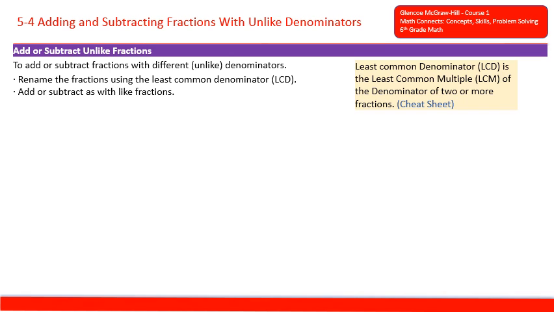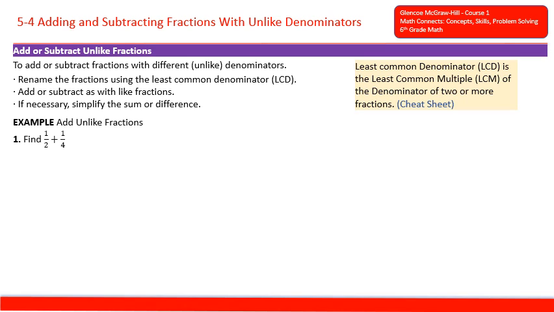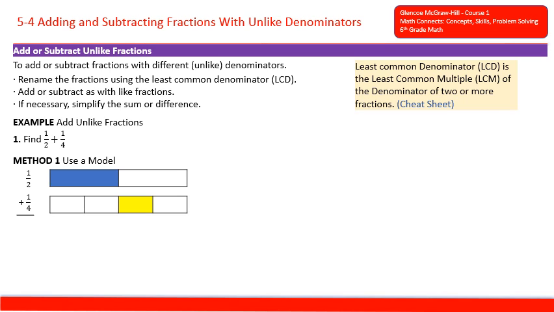Add or subtract as with like fractions. And if necessary, simplify the sum or difference. So we're going to add unlike fractions, and 1/2 plus 1/4 are unlike fractions because the denominators 2 and 4 are different. So method 1 is we'll use a model. So 1/2 equals 1 out of 2, and 1/4 equals 1 out of 4. So if we add them together, we get 3/4.